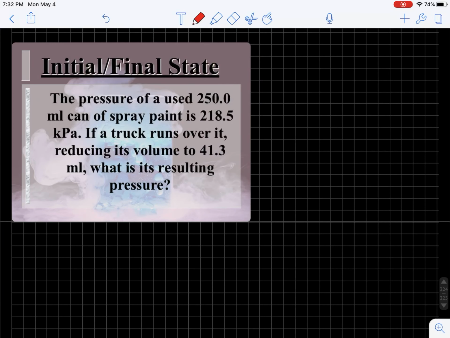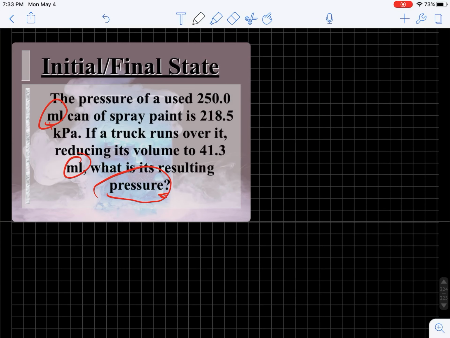So when I look at this problem, I say, well, should pressure be in my equation? Well, absolutely pressure should be in my equation because they're asking me what's the resulting pressure. Now, sometimes it'll be an easy question like this where all the numbers are relevant. Sometimes I like to throw in some misleading information. But here, we can see we're starting with 250 milliliters and we're ending with 41.3 milliliters, so obviously volume is changing. Do they mention temperature changing? No. Do they mention the amount of gas changing? Is the gas escaping? Are they pumping more gas in? And the answer is no.